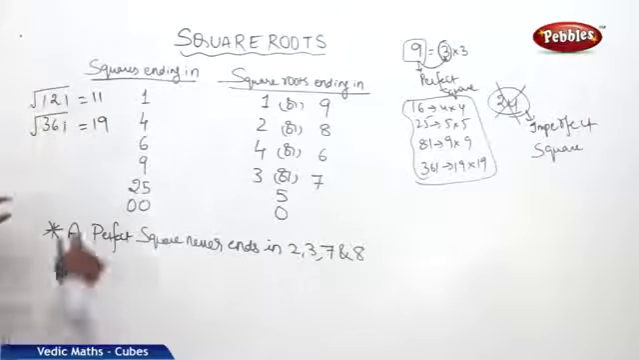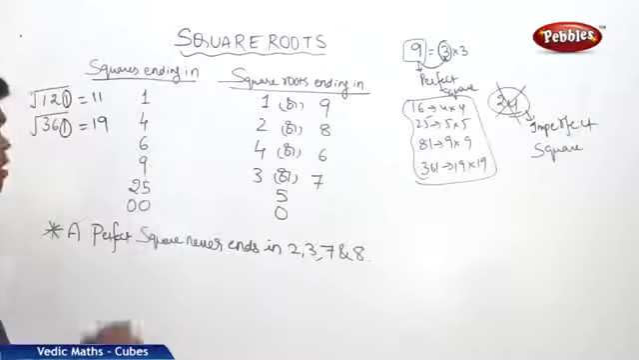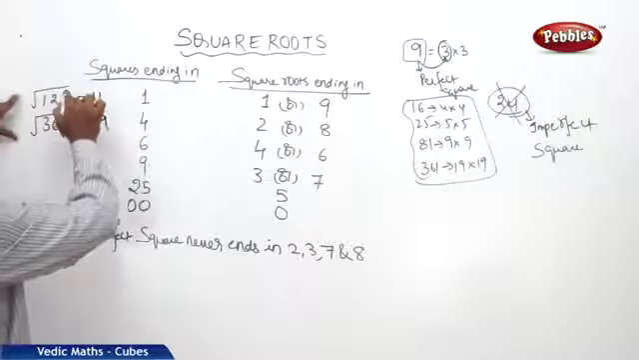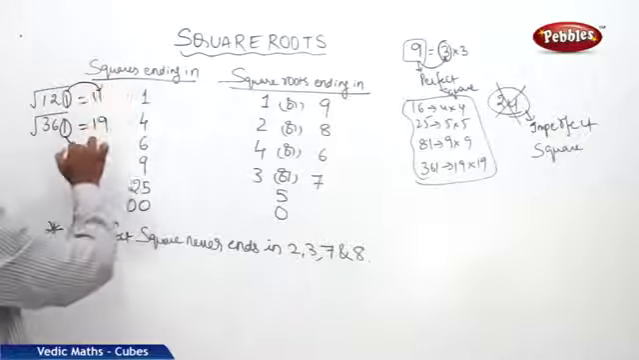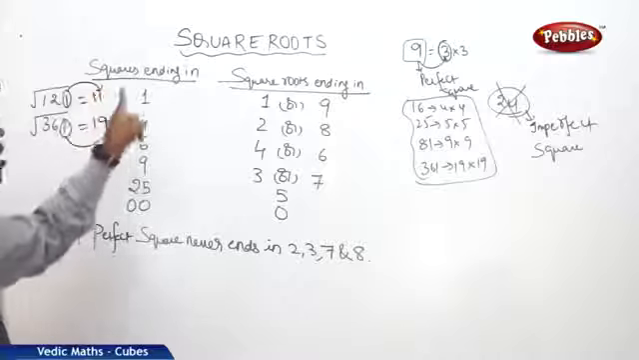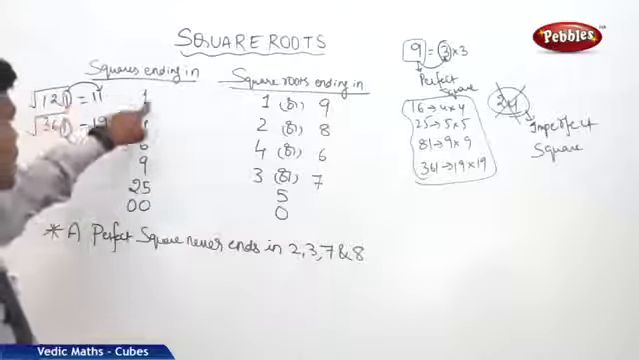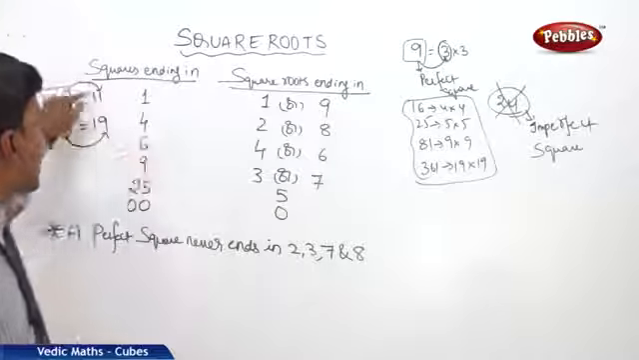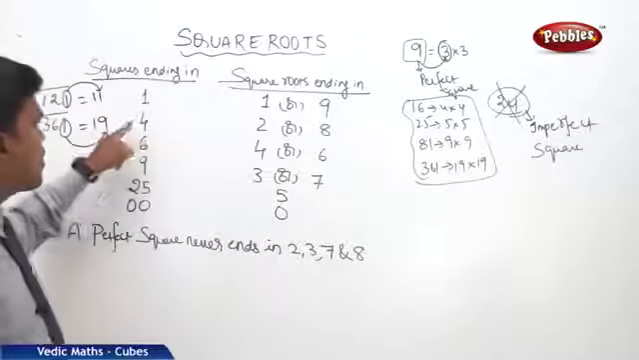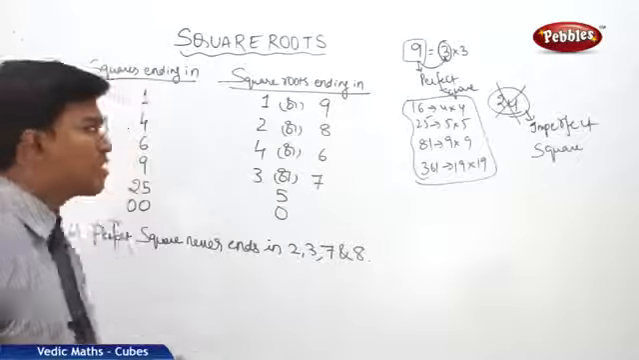Now both the square numbers are ending in 1 only. Yes or no? But even though both the square numbers are ending in 1, their square roots are ending in either 1 or 9. Yes or no? That's what I wrote here. If a square number is ending in 1, then its square root ends in 1 or 9. Got it? Similarly, suppose a square number is ending in 4, its square root should end in either 2 or 8.